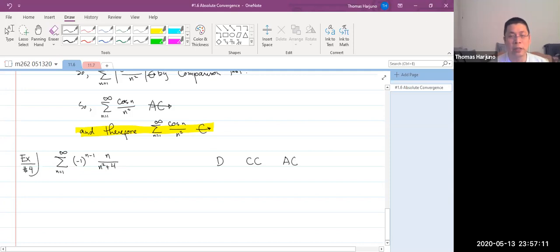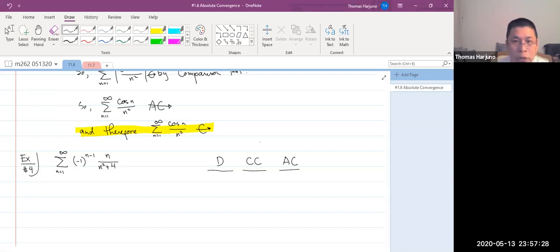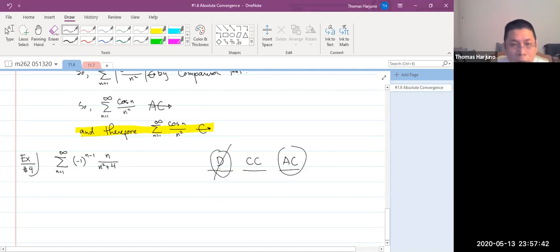We have these three things. Now, if you think it's divergent, you try to prove it's divergent. If you think it's absolutely convergent, you try to prove it's absolutely convergent. If it is conditionally convergent, you need to show that it is not either one of these two. That is, to show that it is conditionally convergent, you need to show that it is not divergent and not absolutely convergent. You see what I mean? That's how we show that it's conditionally convergent.